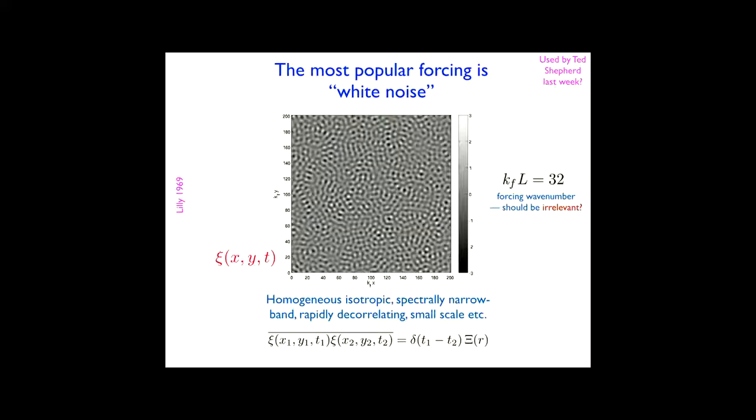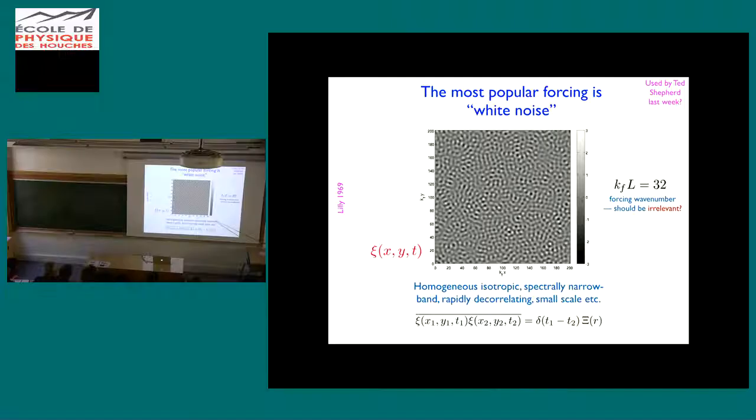It's homogeneous, isotropic, spectrally narrow band. That means that I use a bunch of wave numbers which all lie on a fairly tight annulus in wave number space, the circular annulus in wave number space. So there's a well-defined forcing wave number, K sub F, which is 1 over L sub F, for forcing, rather than XZ, so then it'll be consistent with my later slides.